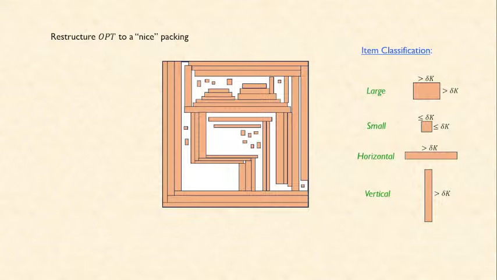Next, if we consider the small rectangles, unlike the large ones, in principle there can be arbitrarily many of these small rectangles, but intuitively you can imagine them to be like sand particles spread in the packing. And indeed it turns out that there are some greedy ways by which you can repack these items later. So these are not the problematic ones. So we are left with just the horizontal and vertical rectangles.